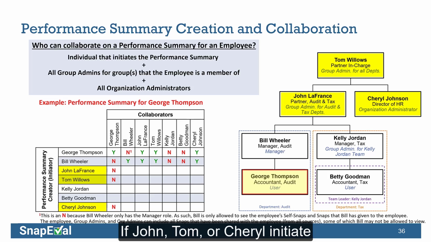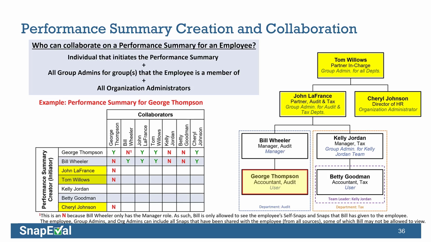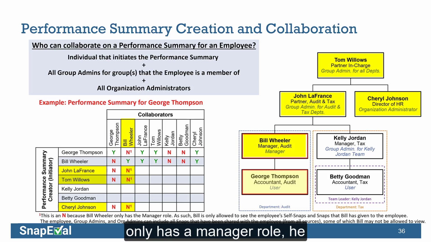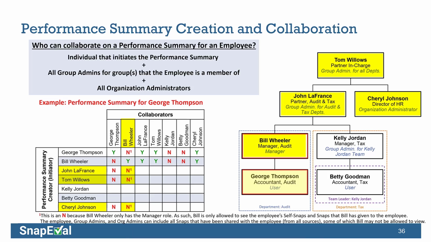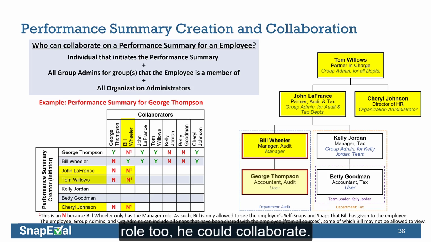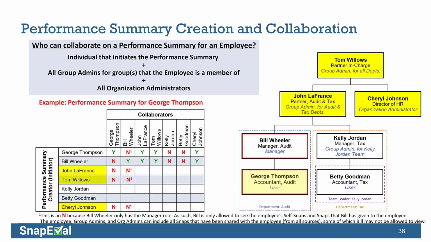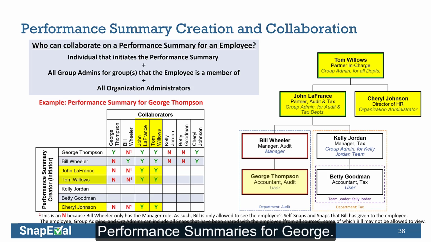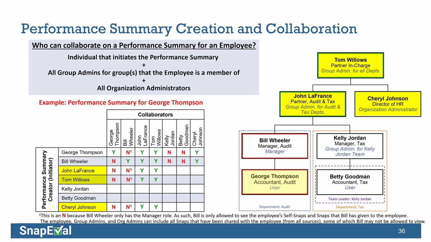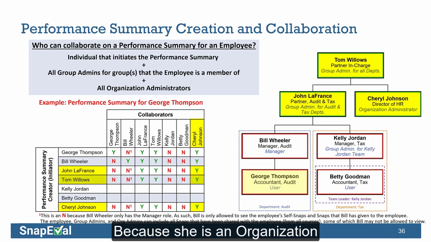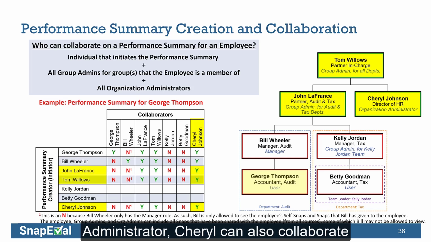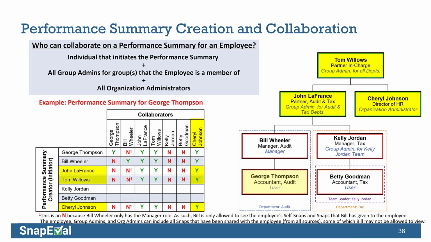If John, Tom, or Cheryl initiate a performance summary for George, George isn't allowed to collaborate. Again, because Bill Wheeler only has a manager role, he isn't allowed to collaborate. If he had a group administrator role too, he could collaborate. John and Tom can collaborate on all performance summaries for George. This is because John and Tom are both group administrators for a group that George is a member of. Kelly and Betty aren't allowed to collaborate. Because she is an organization administrator, Cheryl can also collaborate on all performance summaries for George.